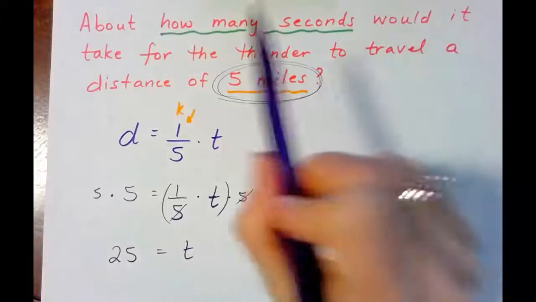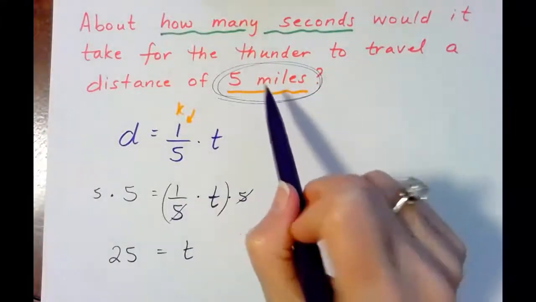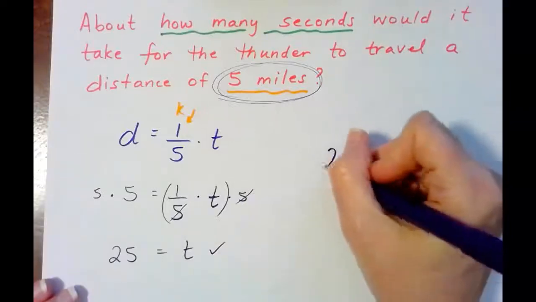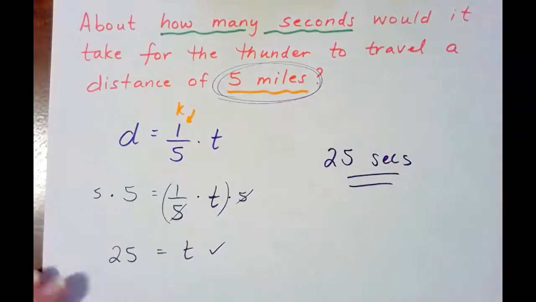So about how many seconds would it take for the thunder to travel a distance of 5 miles? It would take about 25 seconds for the sound to travel 5 miles. That is direct variation.